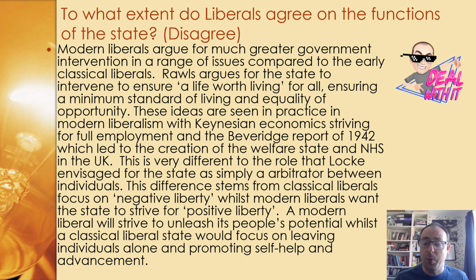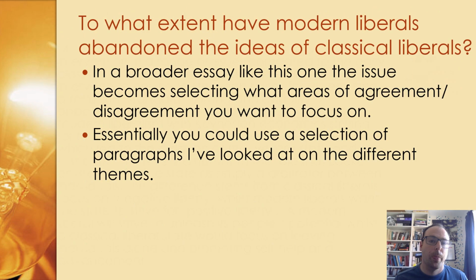So I'm hoping what this has done is given you a range of different paragraphs, picking up different arguments, using different elements of the key thinkers' views, and showing how these answers should be comparative. There should always be comparison in every single paragraph. Now, the ones that I've looked at have picked out one of the four key themes: human nature, society, economics, and state. If you've got a question like the one on the top of the screen now, to what extent have modern liberals abandoned the ideas of classical liberals, then essentially you could use a mixture, or all of, the paragraphs that I've just gone through.